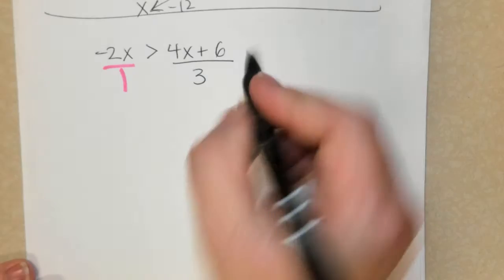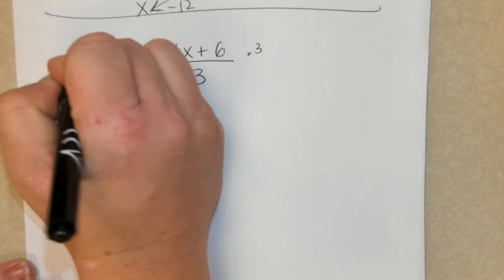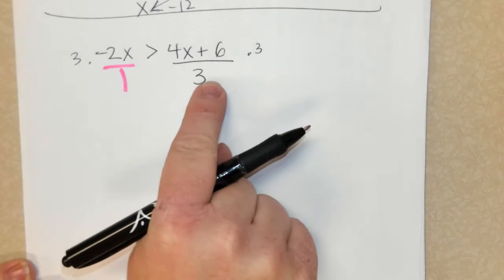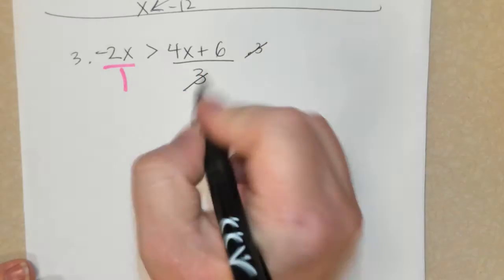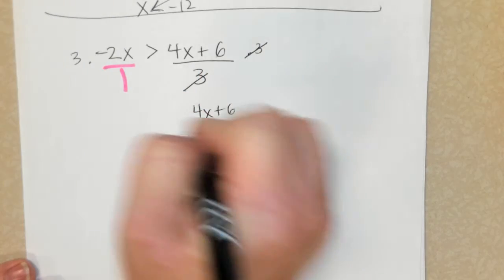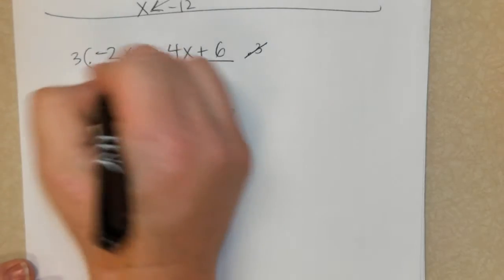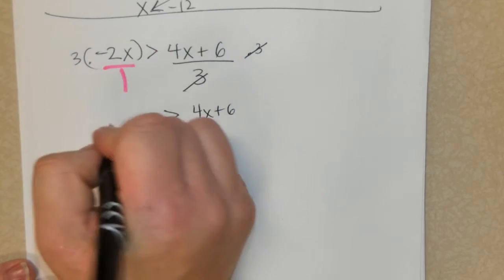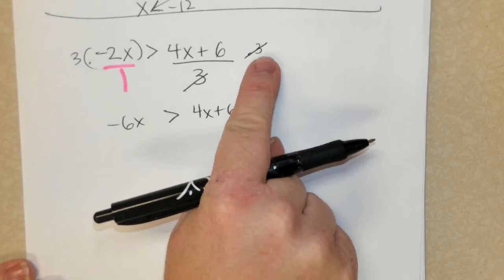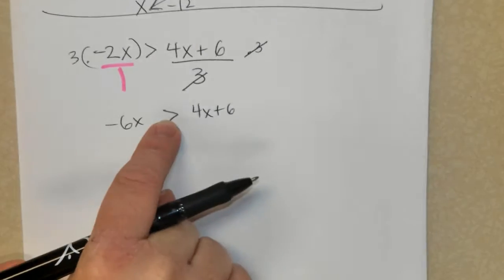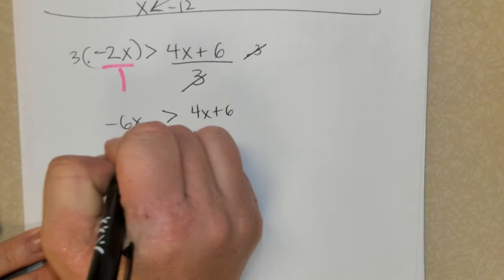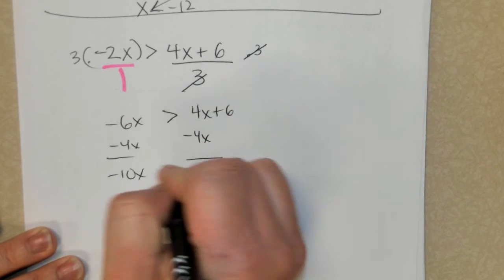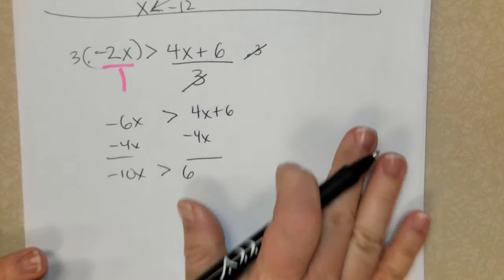Now to get rid of this, I'm going to go times 3 and times 3, because the smallest number 1 and 3 go into is 3. Why did I choose to do that? Because 3 divided by 3 is 1, so I have 4x plus 6 on the right-hand side, and I need to multiply the 3 by everything over here, so -6. Now I multiplied by a positive, so I don't switch the symbol. Now I'm going to move the x's to the left-hand side, and I have -10x is greater than 6.